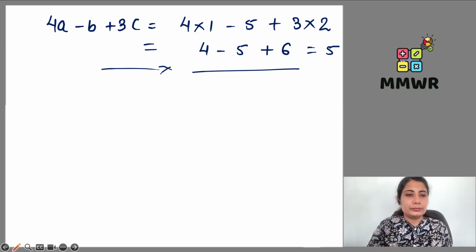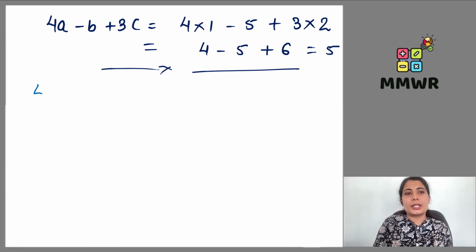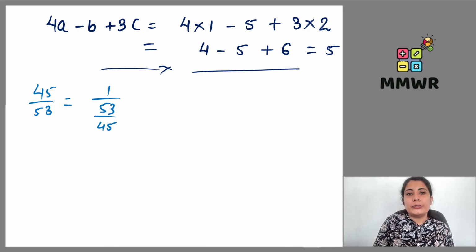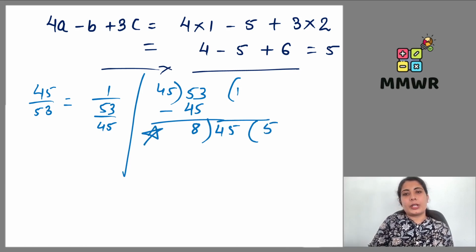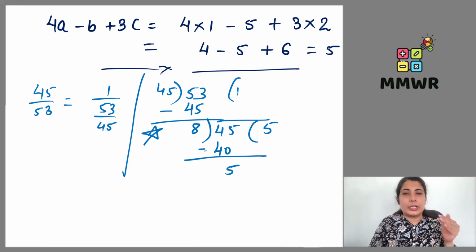So first of all, the problem is 45 upon 53, which you will be writing 1 upon 53 upon 45. So first, you will be dividing this 53 by 45. First thing, 45 ones are 45, remainder is 8. Now by 8 you will be dividing 45. This is the second process. So 8 fives are 40, minus 45 minus 40 gives us 5.